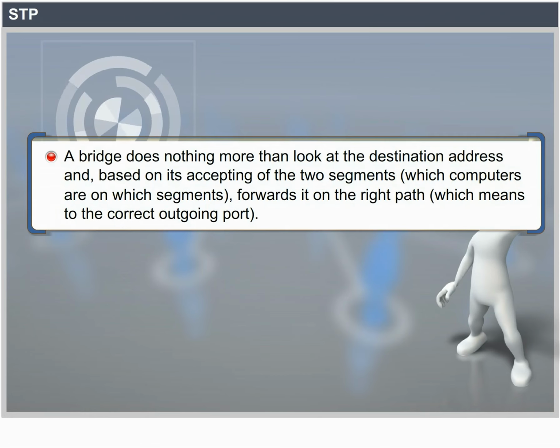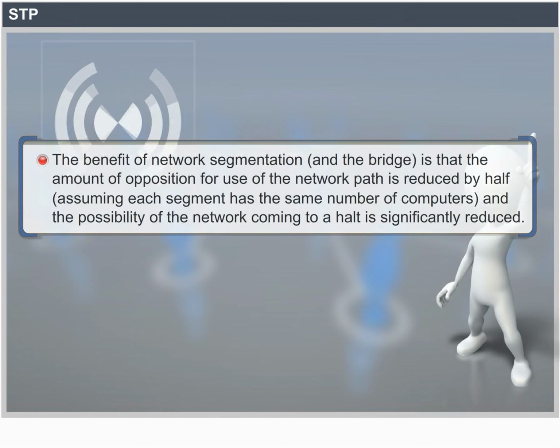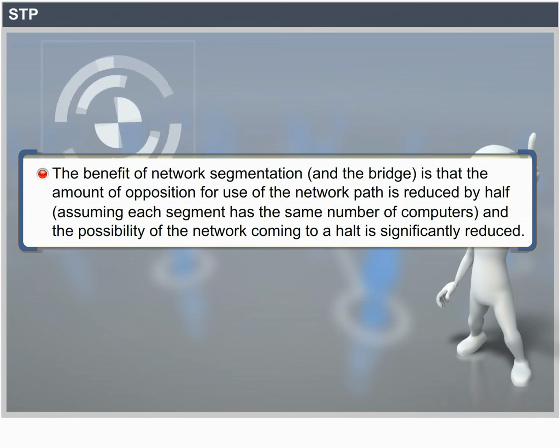A bridge does nothing more than look at the destination address and, based on its understanding of the two segments, which computers are on which segments, forwards it on the right path, which means to the correct outgoing port. The benefit of network segmentation and the bridge is that the amount of competition for use of the network path is reduced by half (assuming each segment has the same number of computers), and the possibility of the network coming to a halt is significantly reduced.